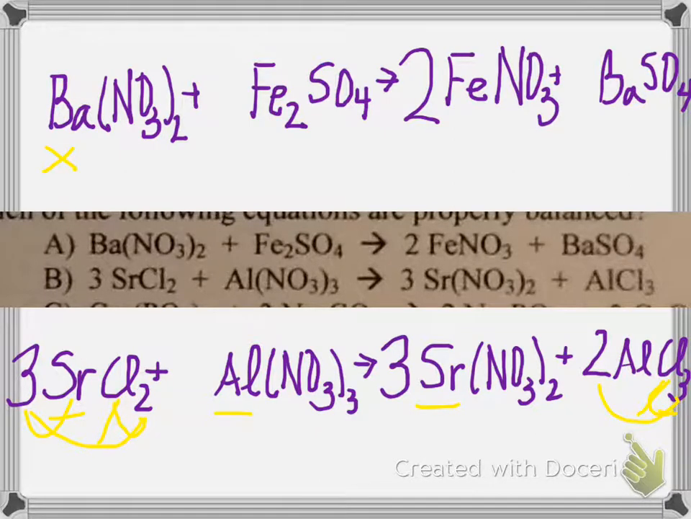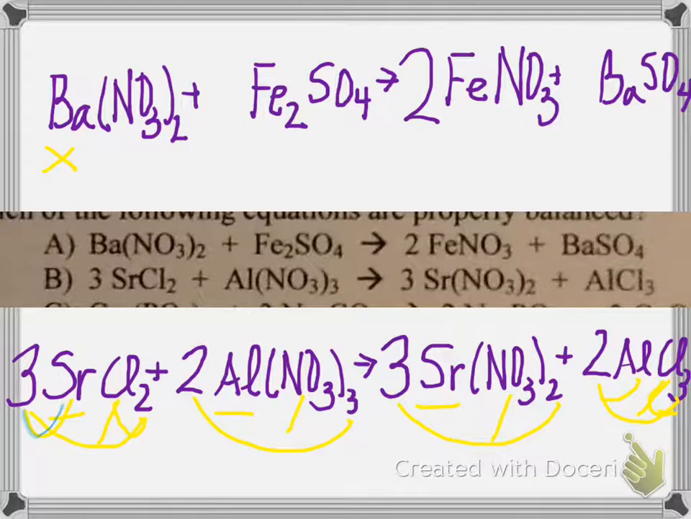I have 1 aluminum, and I have 2 aluminum, so I need a coefficient of 2 in front of aluminum nitrate. I have 2 times 3, 6 nitrates. I have 3 times 2, 6 nitrates. So I think I'm balanced. I'm going to double check.